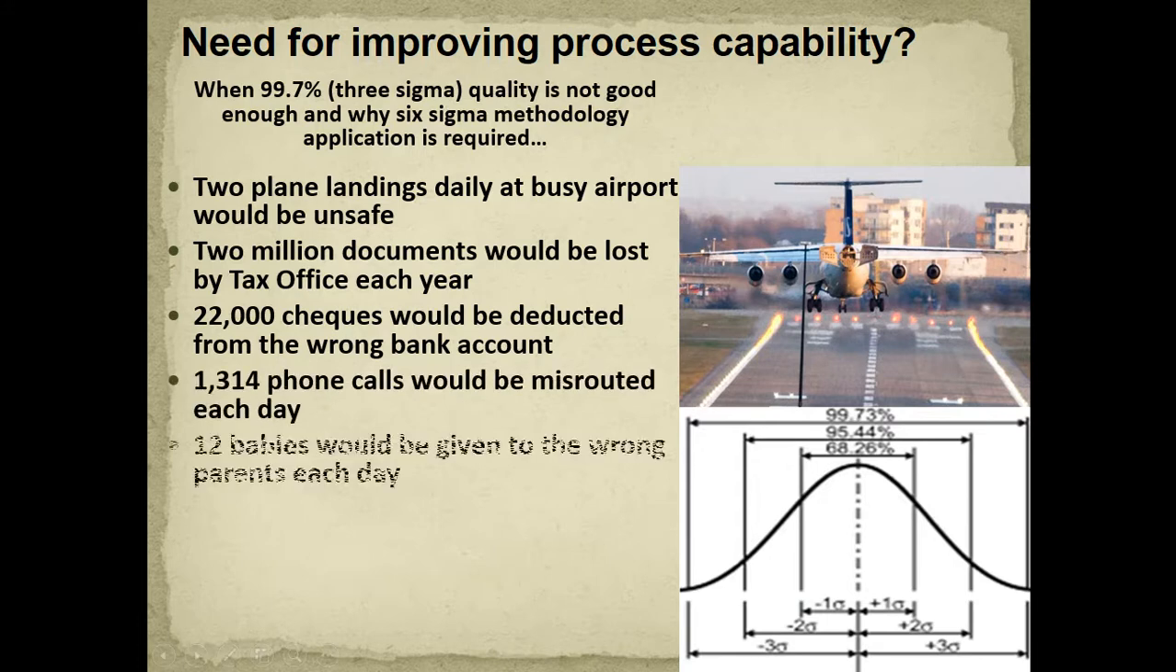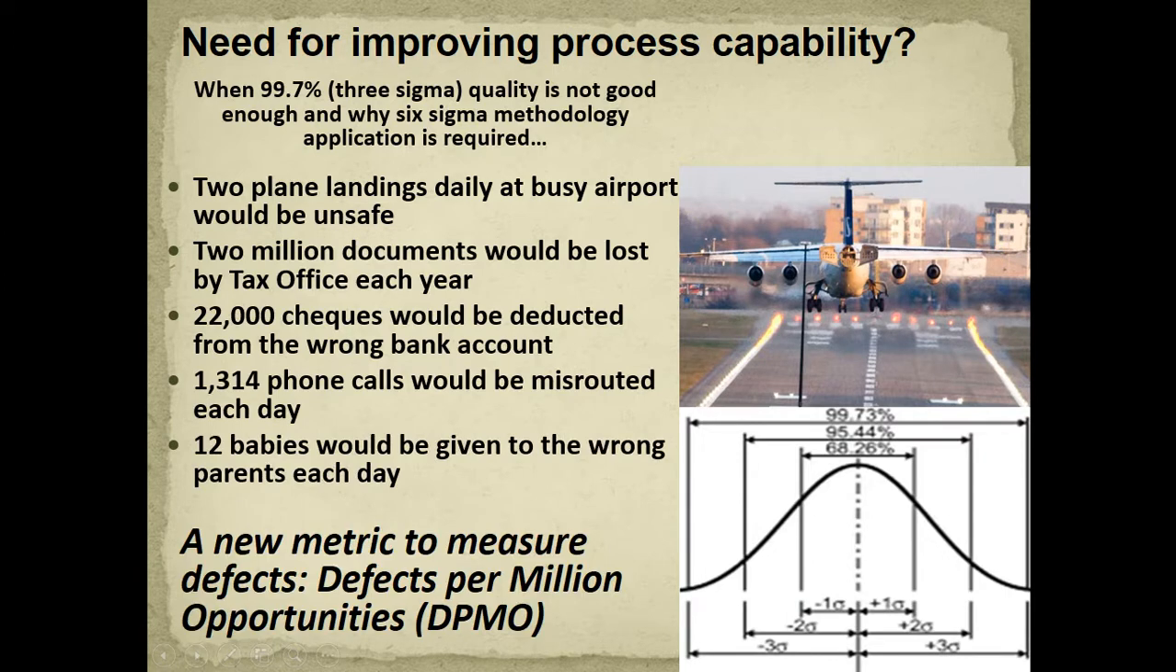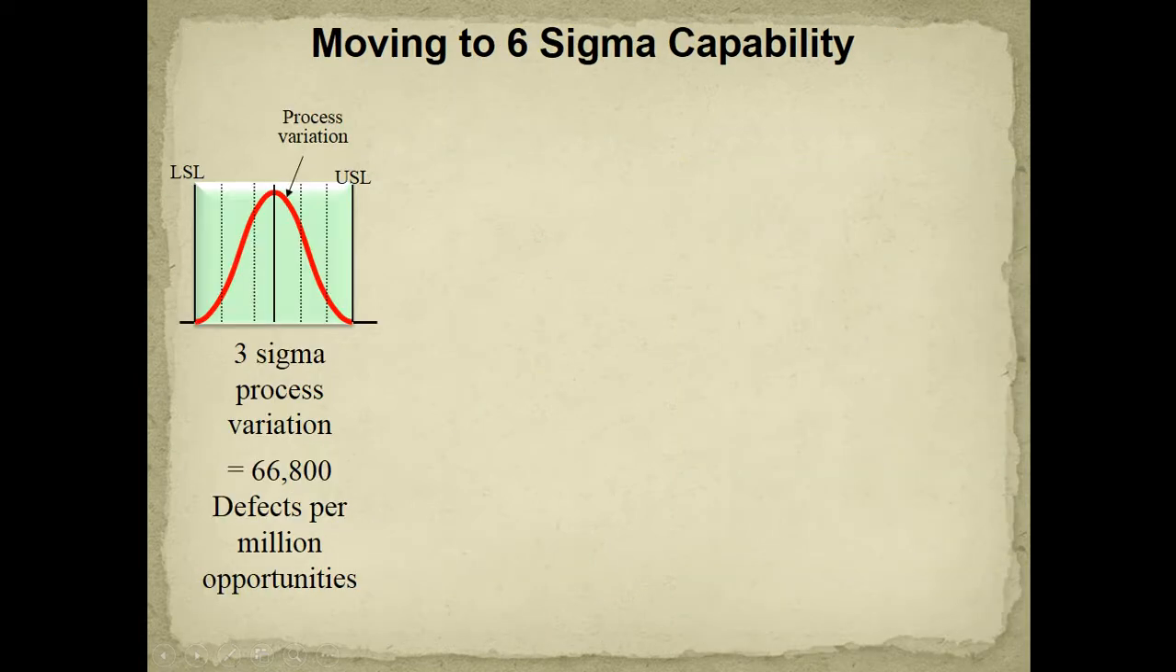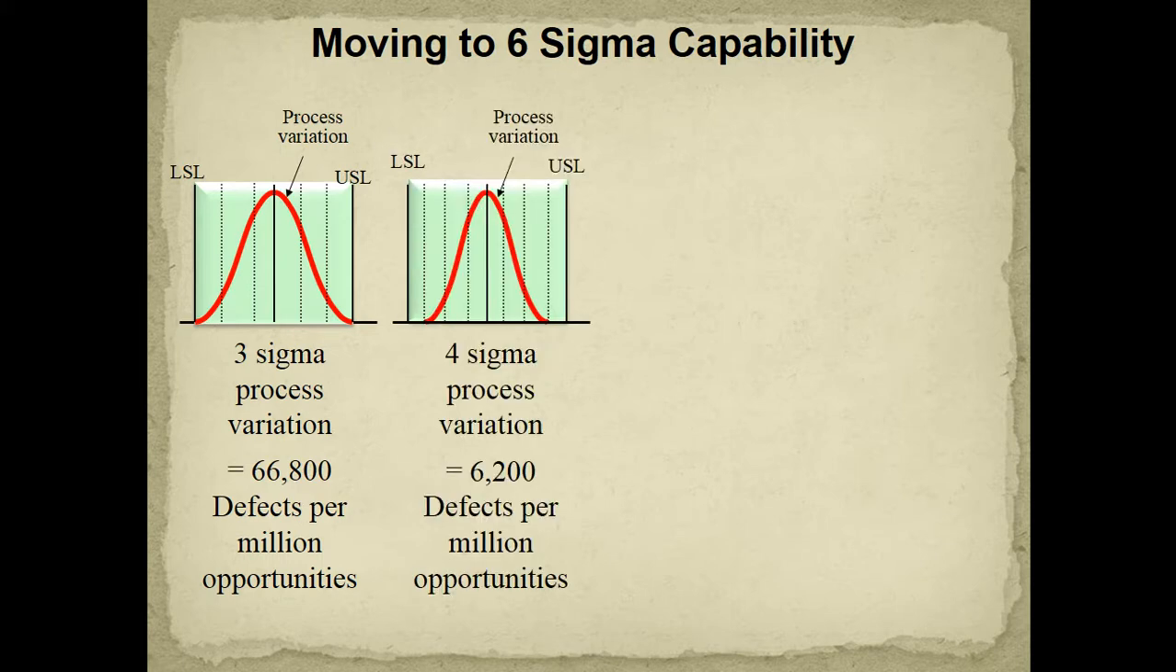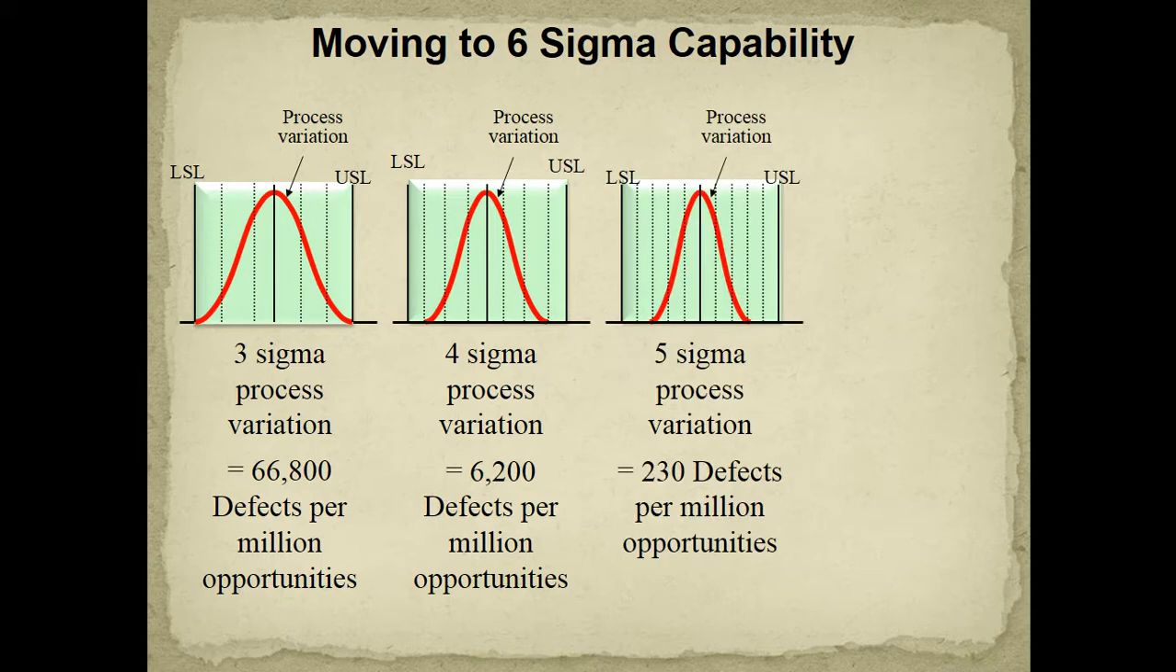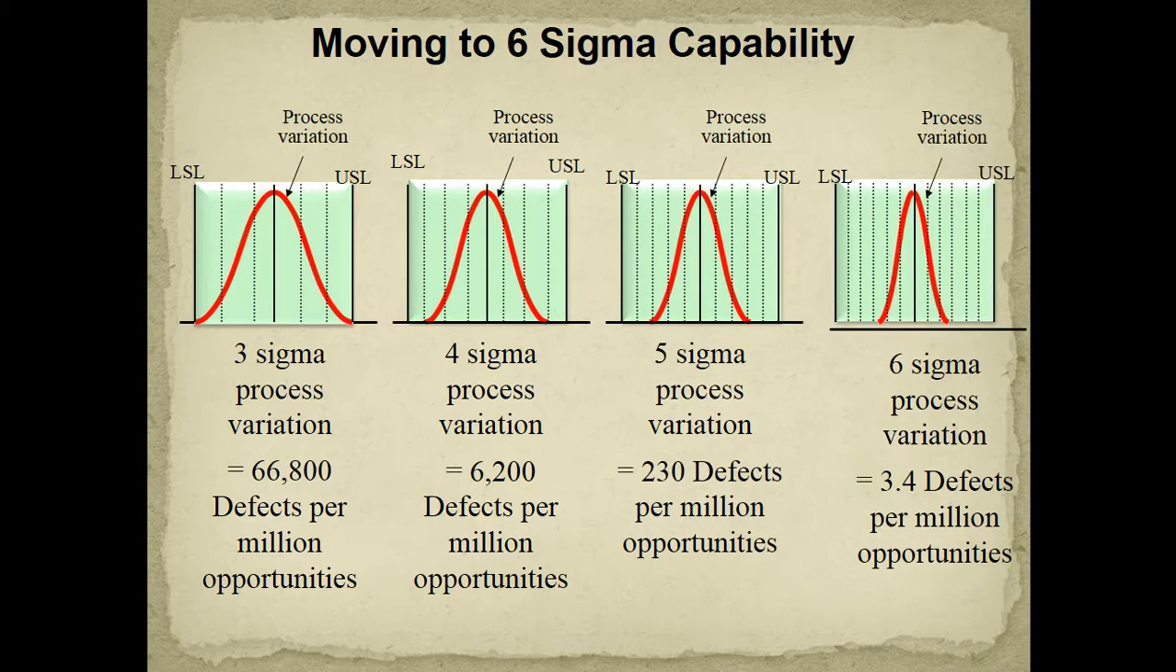The answer to that is that we have to move beyond the percentage acceptable limit with regards to quality, and move on to something called defects per million opportunities. So this is what a 3 sigma process variation is, that is 6,800 defects per million. But if we keep reducing the inherent variability in the system and ultimately reach a 6 sigma process variation level, the allowed defects would be just 3.4 defects per million. That's the ultimate aim of 6 sigma process capability.